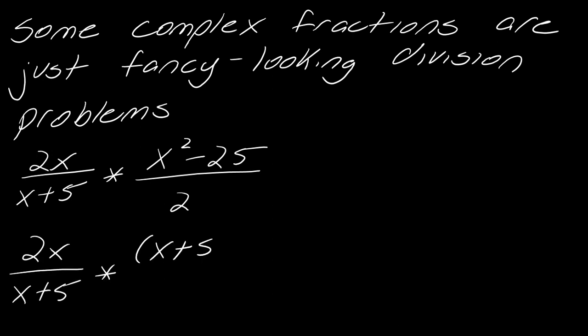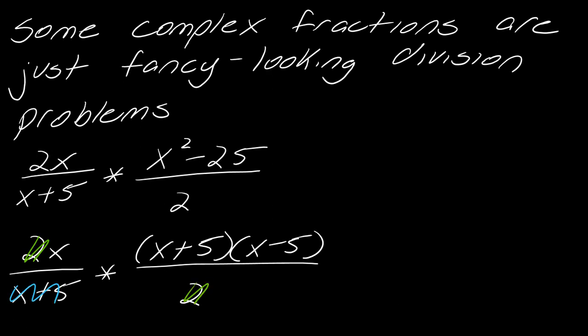I've just got x plus 5 over x minus 5. So I just factor that, and then I cancel out. These 2's will cancel out, and these x plus 5's will cancel out. In the end, I'm just left with x times x minus 5, and it's up to you if you want to distribute that or not. Okay, so that's one type of complex fraction, one fraction over another.